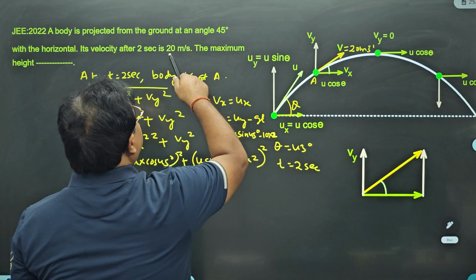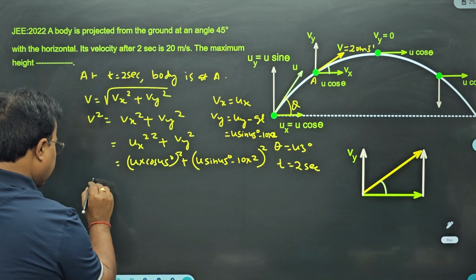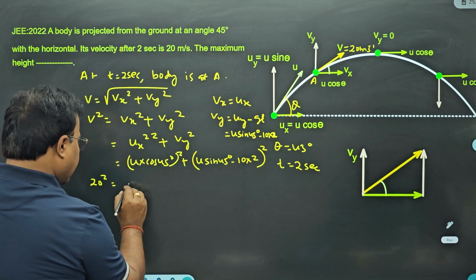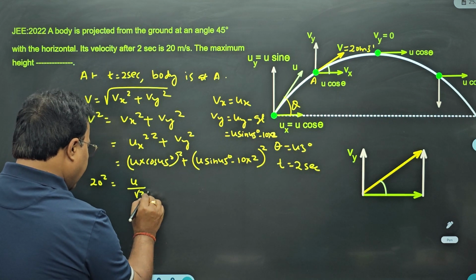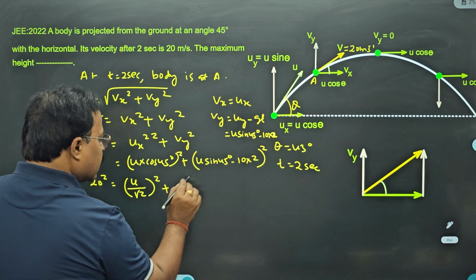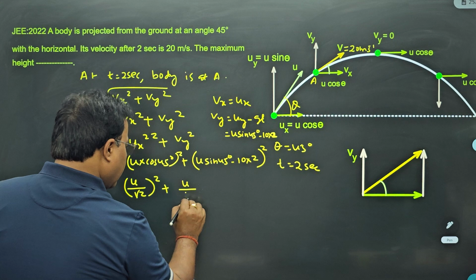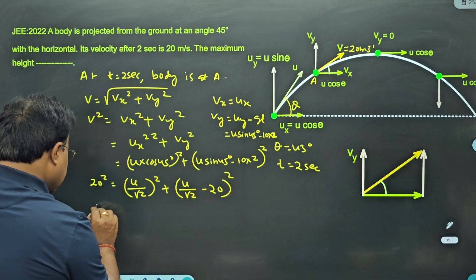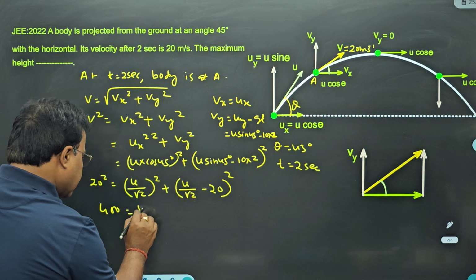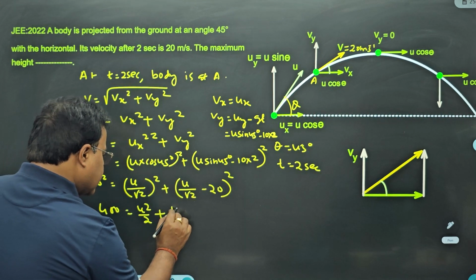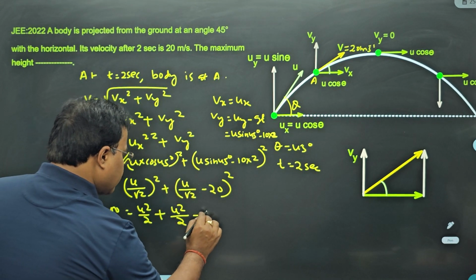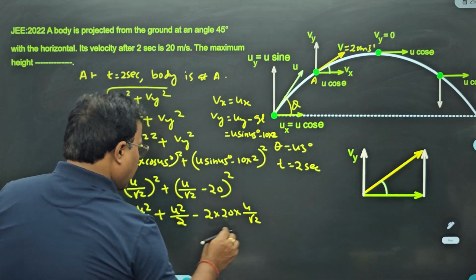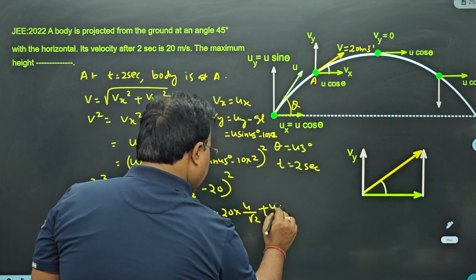What is V square? Velocity at A is given as 20, so this is equal to 20 square. Cos 45 degree is U by root 2. So U by root 2 square plus U by root 2 minus 20 square. Okay, my dear students, this becomes 400. This is equal to U square by 2 plus U square by 2 minus 2ab plus b square, that is equal to 400.